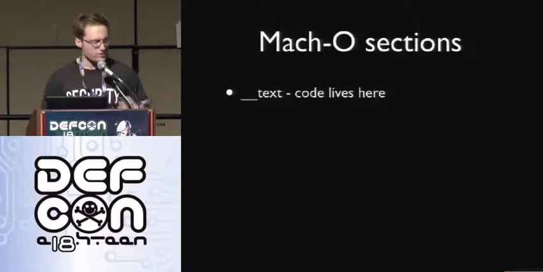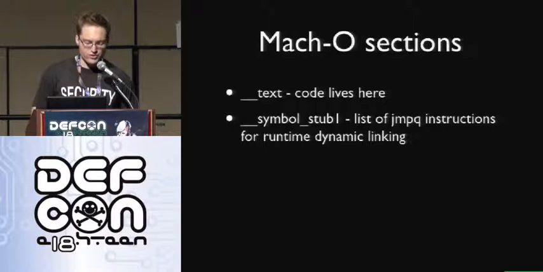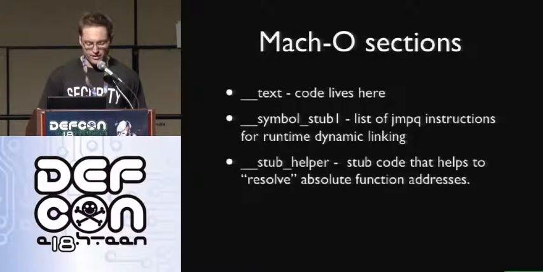So just a couple of sections. These are sort of similar to ELF, right? We have the text section. This is where code lives. There's the symbol stub section. This is just a list of jump instructions that are useful for runtime dynamic linking, which we're going to go over in a bit. So don't worry.